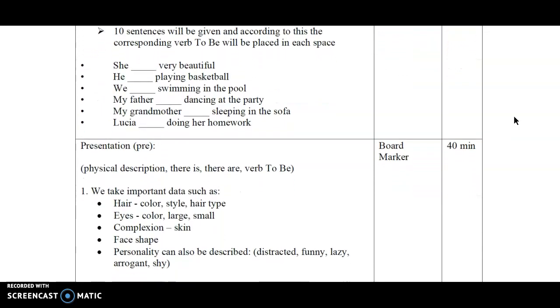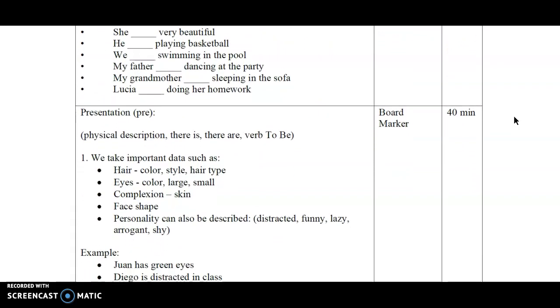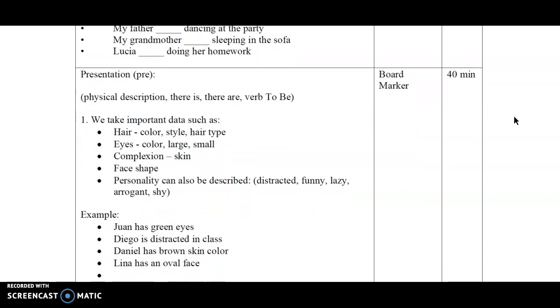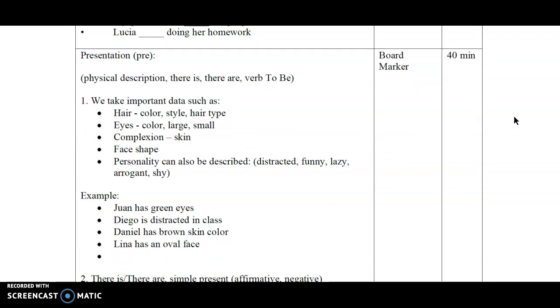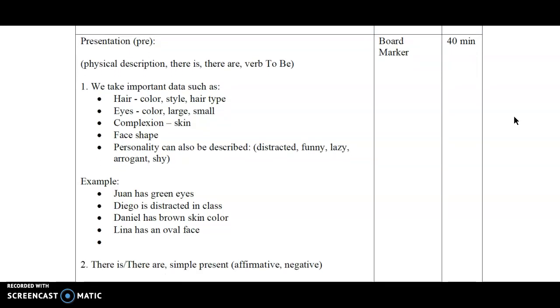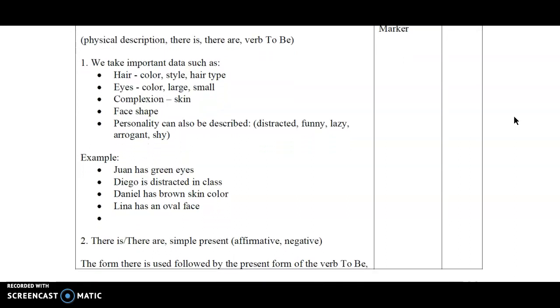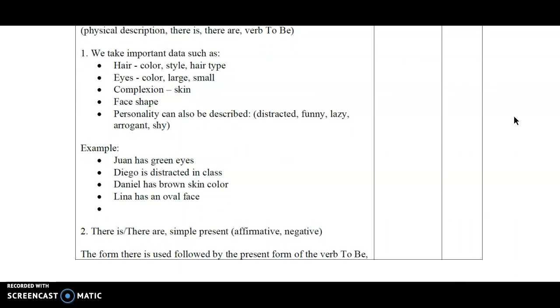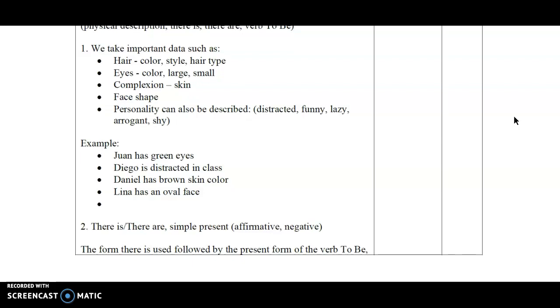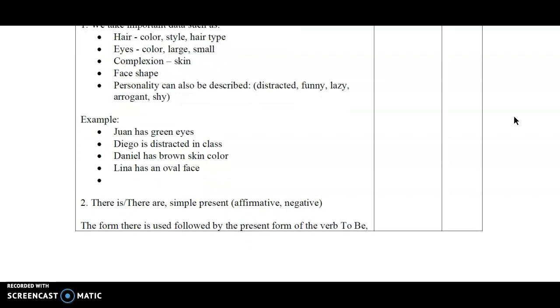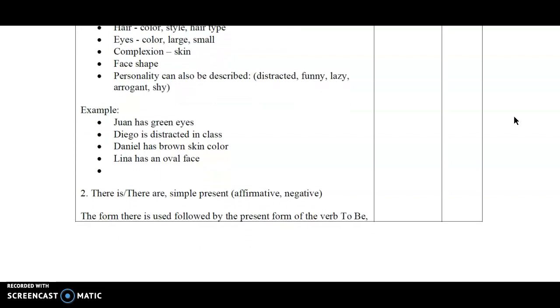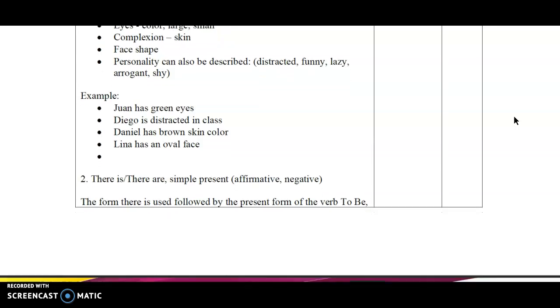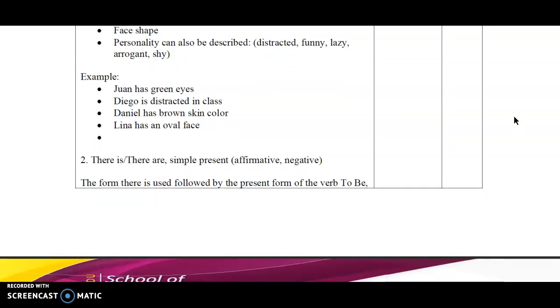Presentation: physical description, there is, there are, verb to be. We take important data such as hair color, style, hair type, eye color, large, small, complexion, skin, face shape. Personality can also be described: distracted, funny, lazy, arrogant, shy. Example: Juan has green eyes, Diego is distracted in class, Daniel has brown skin color, Lina has an oval face.